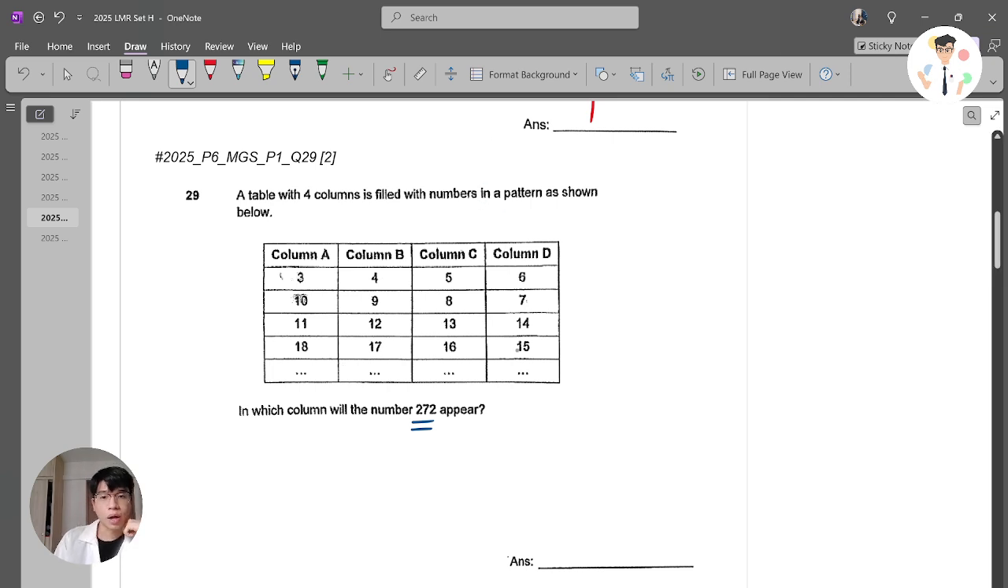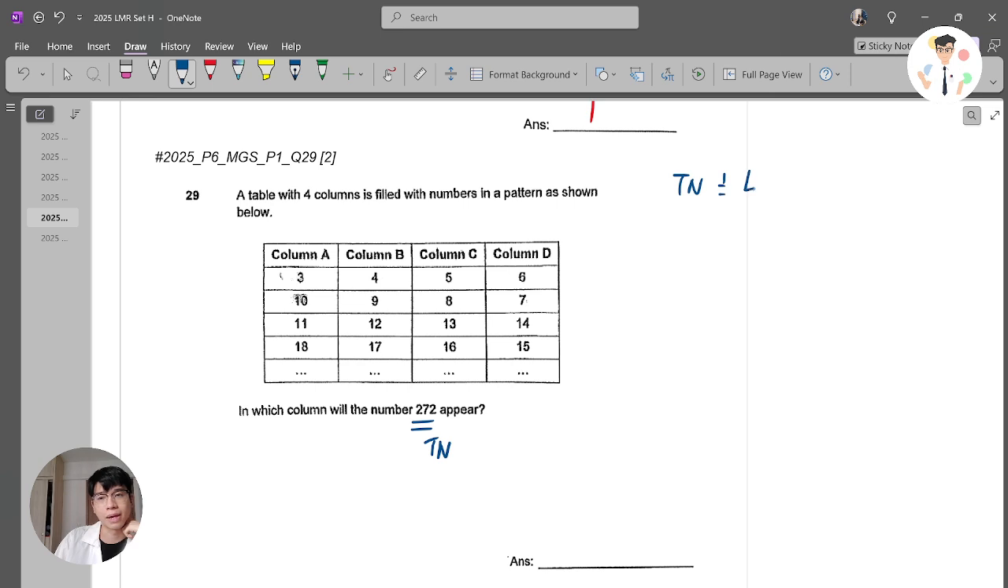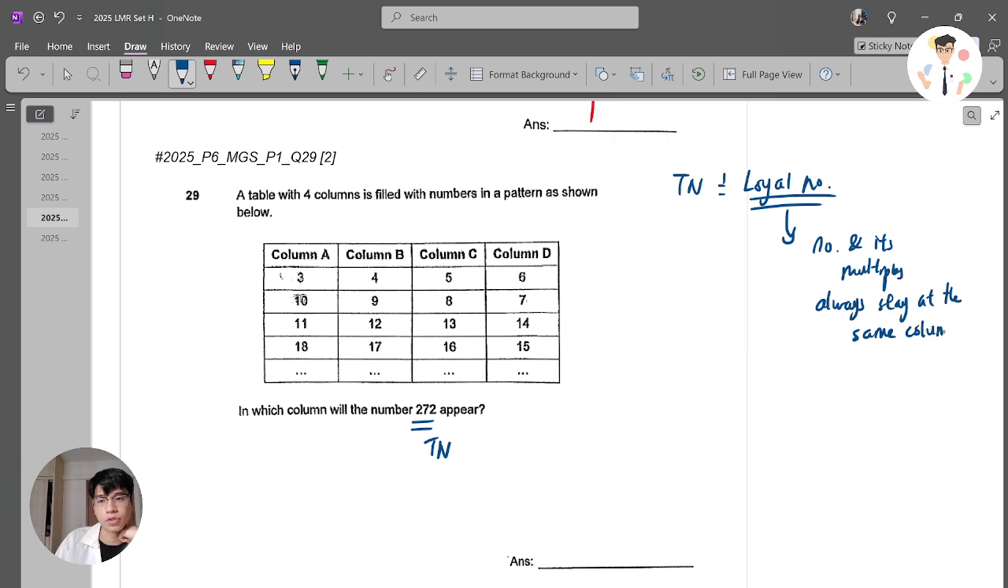What we always do is use our targeted number, which is 272, to divide by what I call a loyal number. What do I mean by a loyal number? A loyal number is a number whose multiples, just as we learned about multiples, will always stay in the same column.